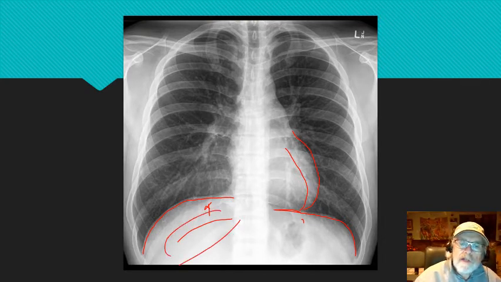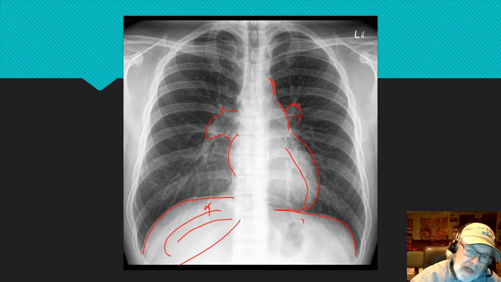This right here is the aorta, this little bulge right here. This area right here is where the left atrium is. And then these are the pulmonary vessels right in here. We'll talk more about those pulmonary vessels. This is the right atrium right there.